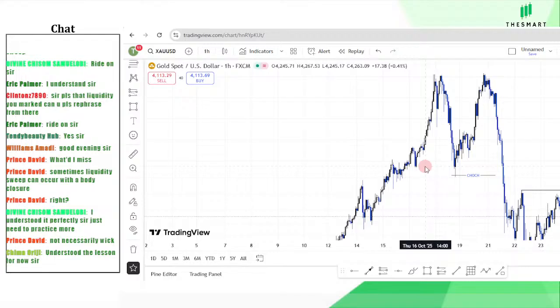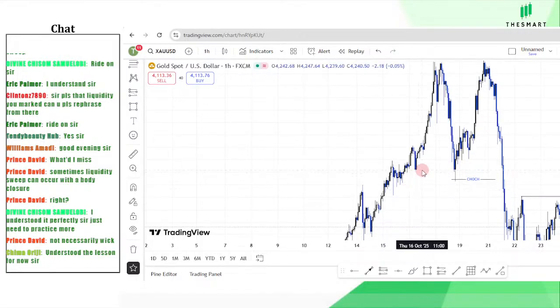This one I'm seeing here, let me see if the body is still candle weak. But you can have one candle close to the downside, then the market will reverse. So it can actually come with a body close. It doesn't necessarily need to be a candle wick.